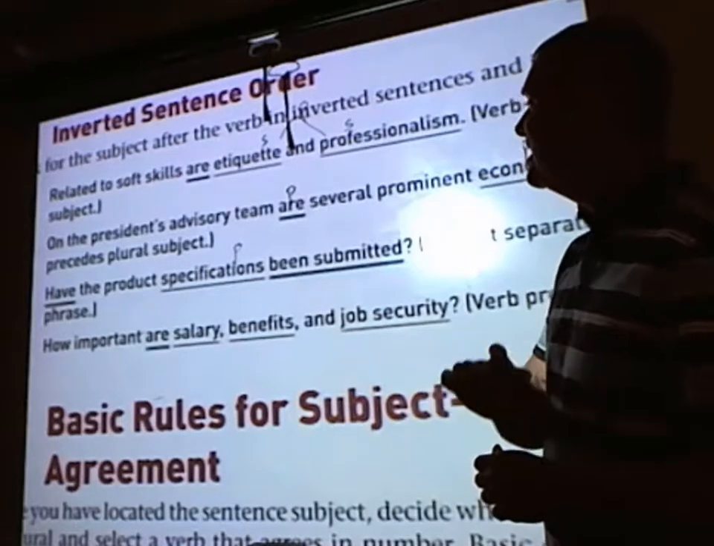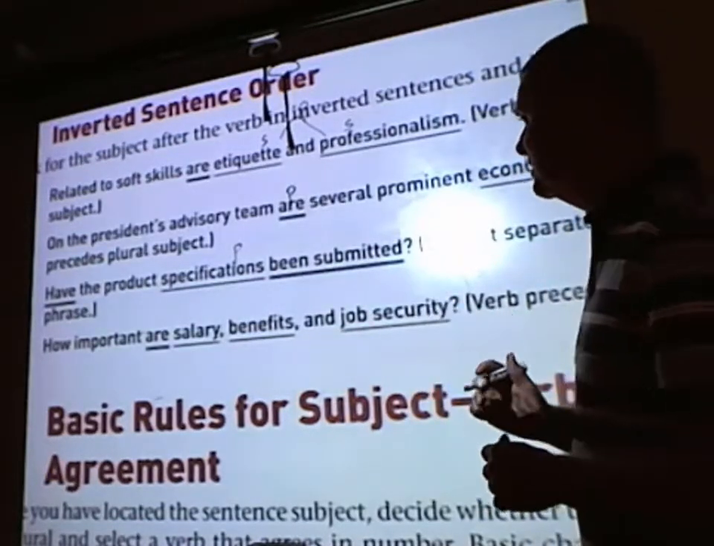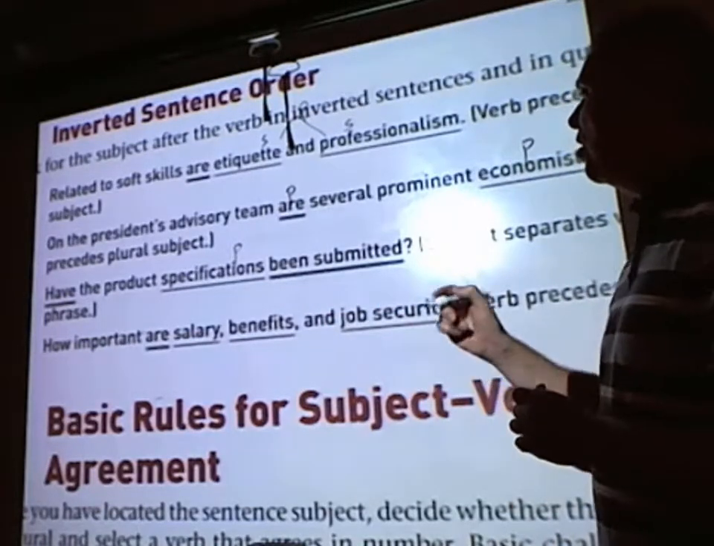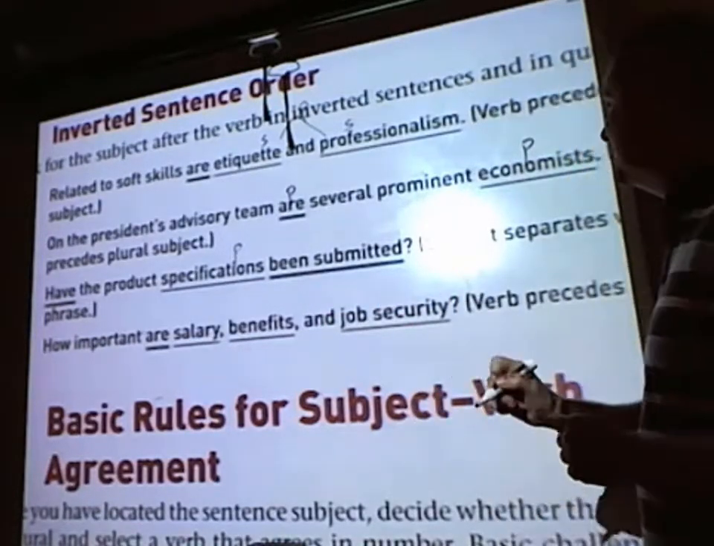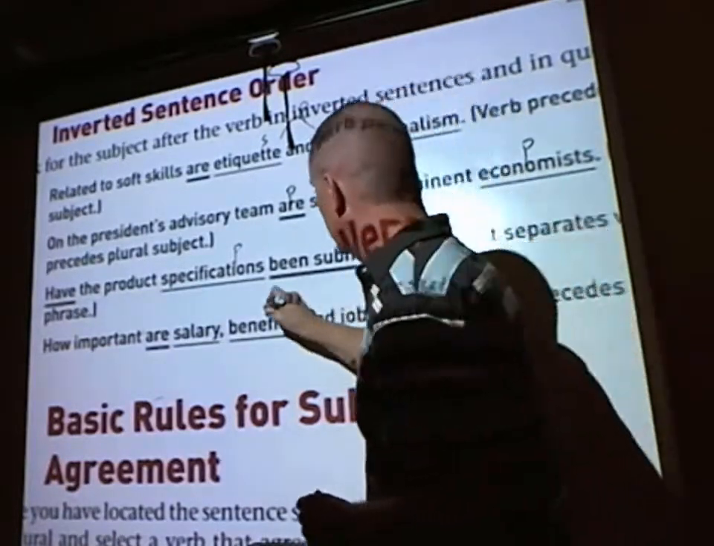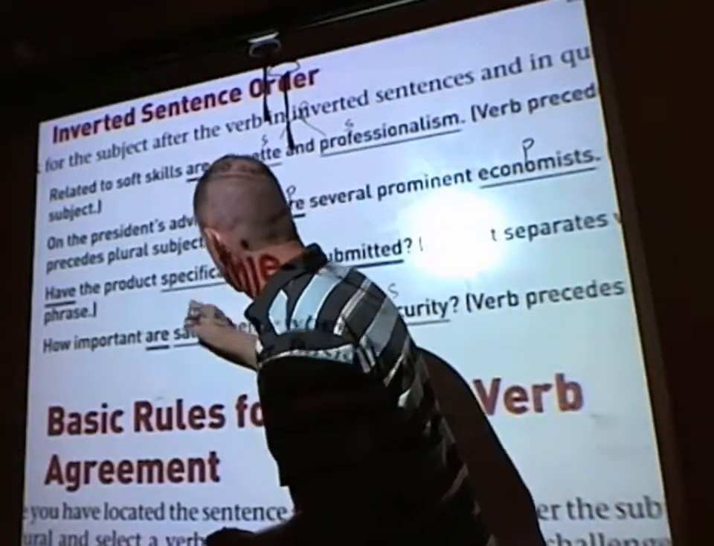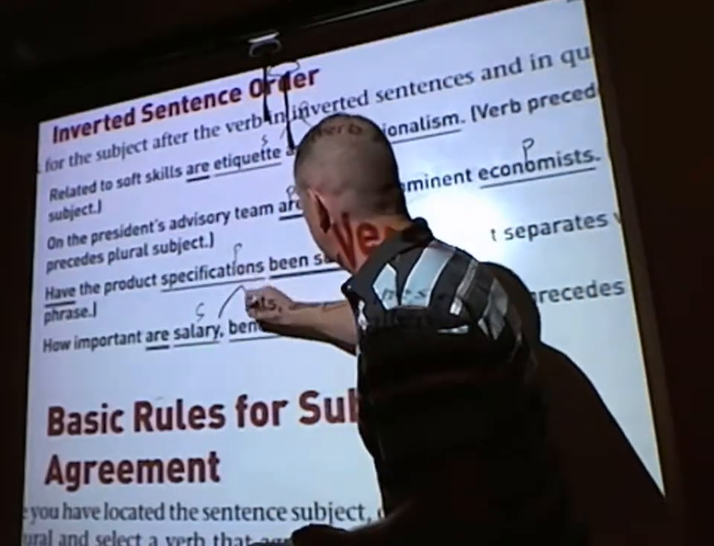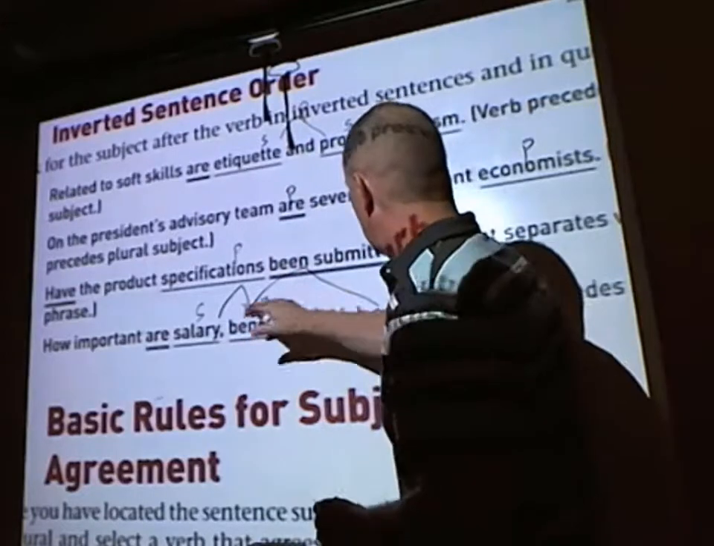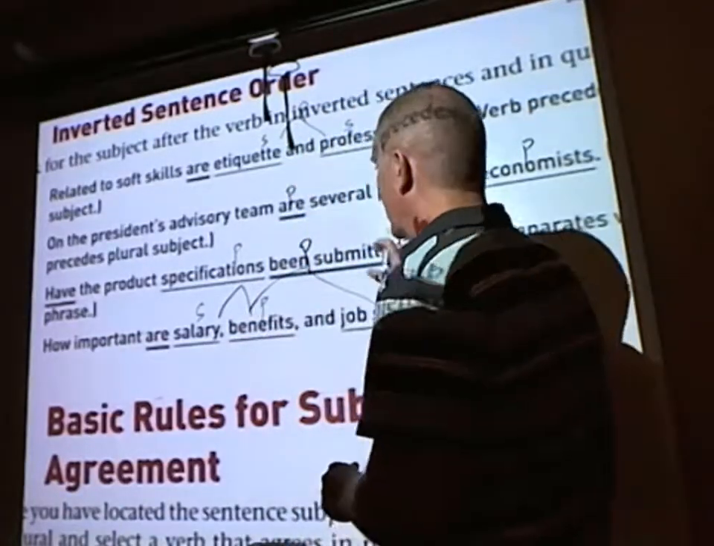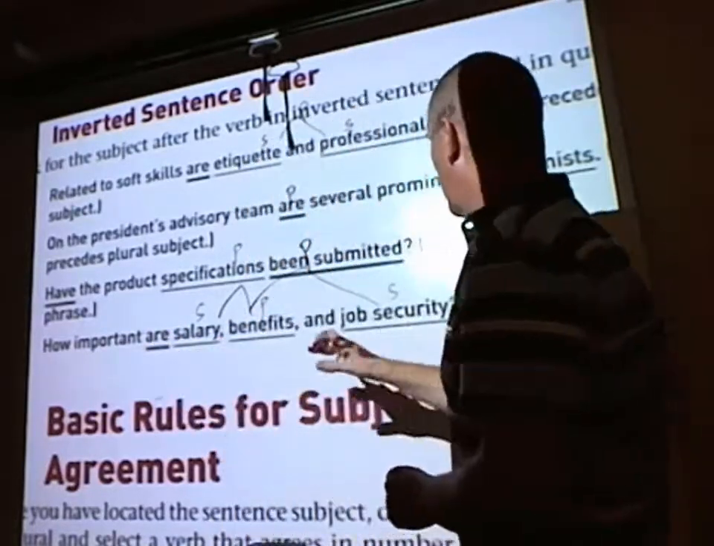Then, one of the more important ones, how important are salary, benefits, and job security? So we have three items. That one's plural, and this one's singular, joined by the word and, so the many singular and plural items are brought together. We have plural subjects, and we need a plural verb. Salary, benefits, and job security are important.